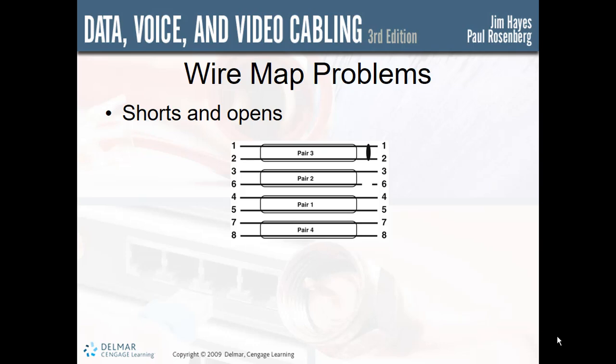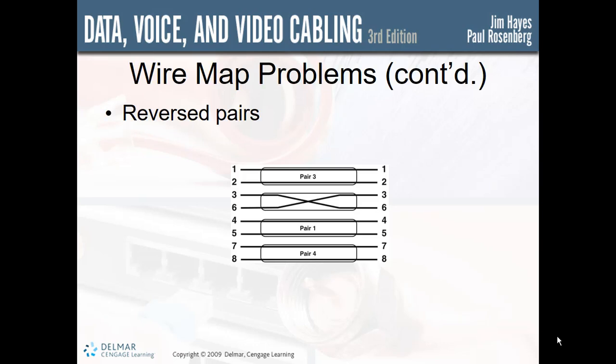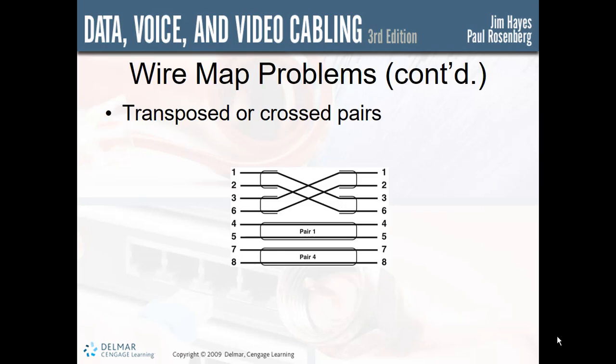A reverse pair occurs when the conductors, the tip and the ring, are reversed in the wiring order. And then we have a transposed or a cross pair. Transposed or cross pairs occur when both conductors of one pair are swapped with both conductors of another pair at the other end. The most common cause for cross pairs is termination on one end with 568A and the other end being 568B, which, as I mentioned earlier, would end up being a crossover cable.